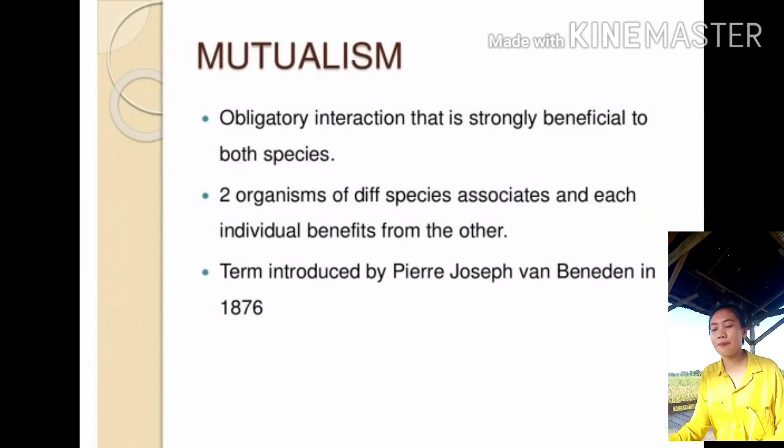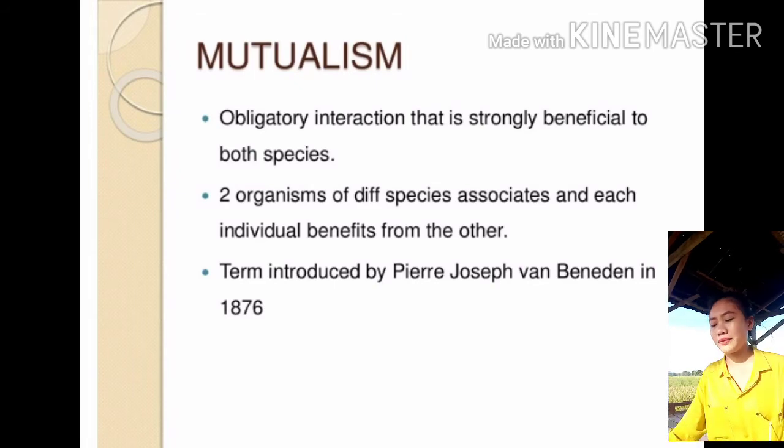Lastly, we have mutualism. Mutual relationship. It is an obligatory interaction that is strongly beneficial to both species. It is the same with certain relationships we have these days between a man and woman. It is an obligatory interaction in which both of you have to benefit. So both of you have to do for yourselves.